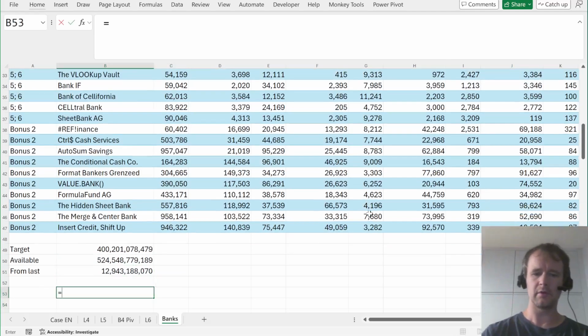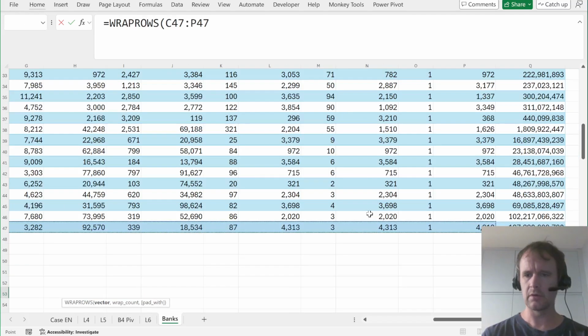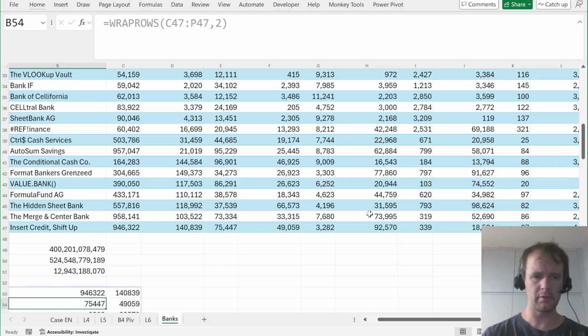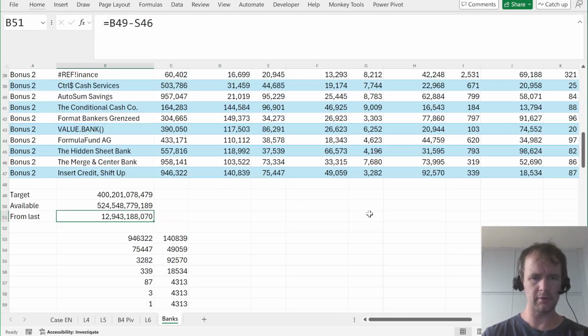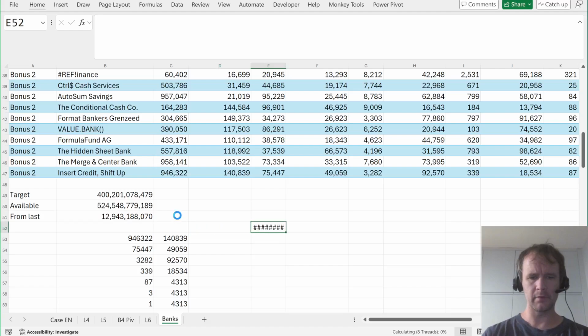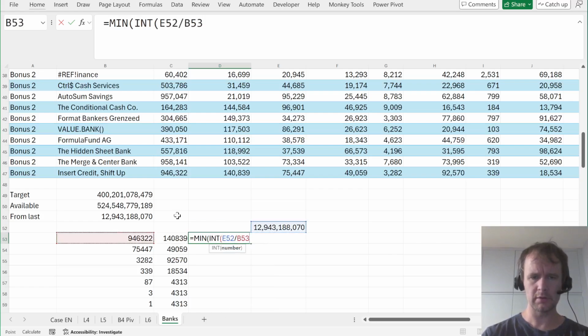Okay. So then we're going to wrap rows of this last bank in twos. And yes, it's already sorted because I figured they're all already sorted. So this is how many, and this is what's left. Okay. So then it's going to be the min of int this over this and this.